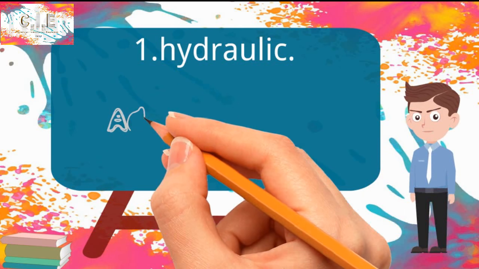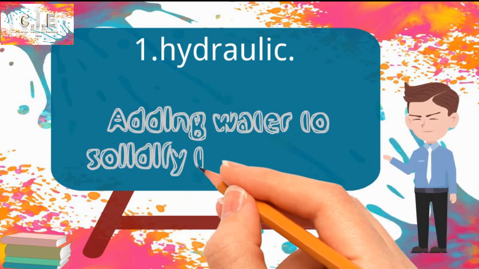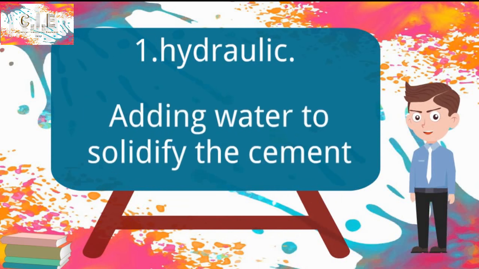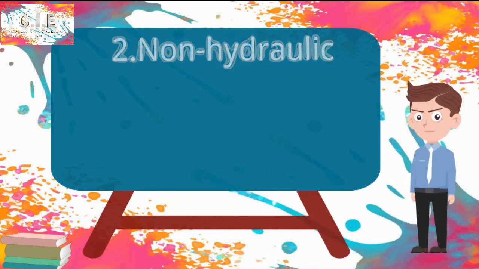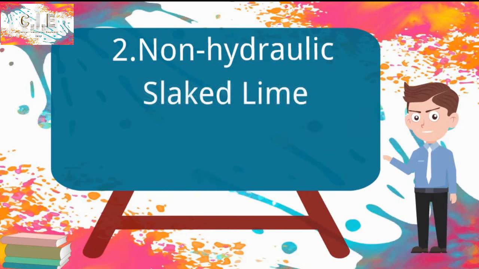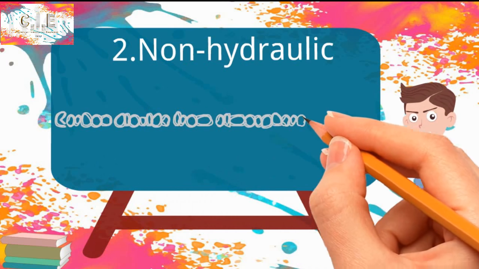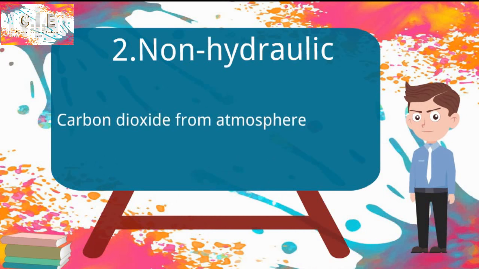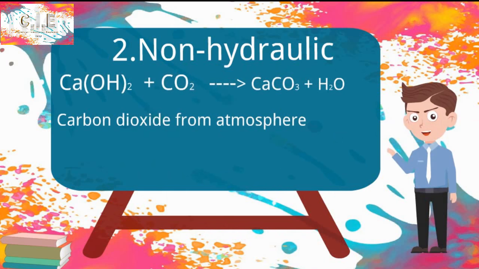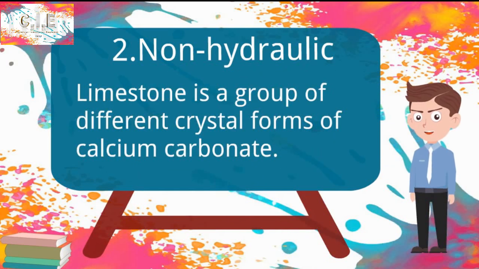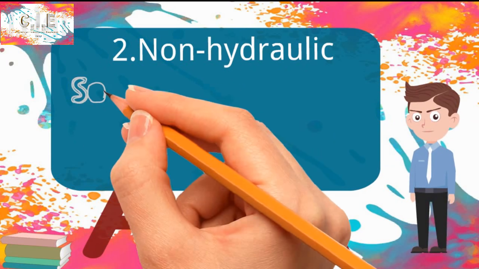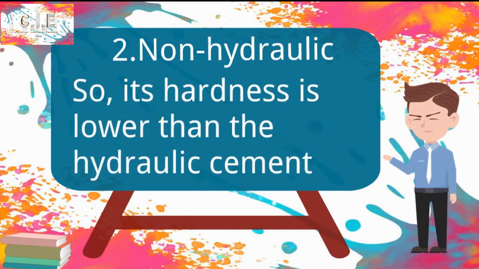The hydraulic cement hardens after adding water to it, while non-hydraulic cement, like slaked lime, which contains calcium hydroxide as an active material, will react without adding any material with carbon dioxide in the atmosphere to produce calcium carbonate or limestone. Limestone's hardness is lower than the product of hydraulic cement after adding water to it.